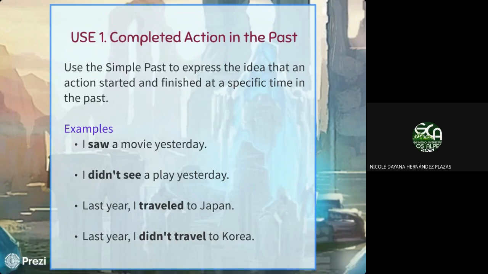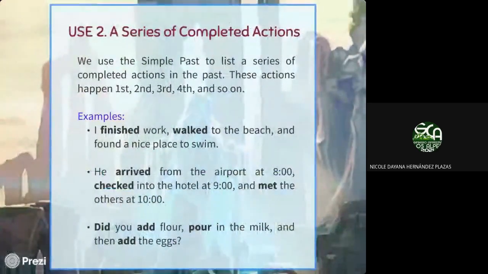So, use number 1, completed actions in the past. Actions that started and finished in the past. And usually, not all the time, but usually you have a specific time. No siempre lo vas a tener, no siempre vas a decir, I went to the school yesterday. No siempre vas a decir yesterday, pero usualmente lo tienes. Okay, let's continue. Use number 2, a series of completed actions.